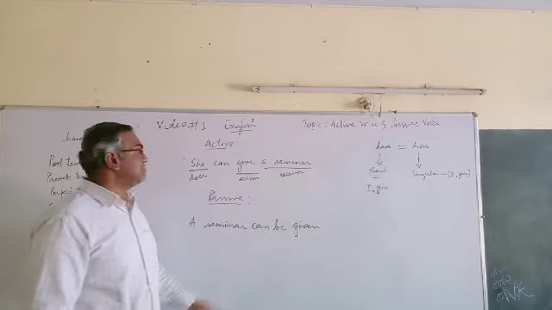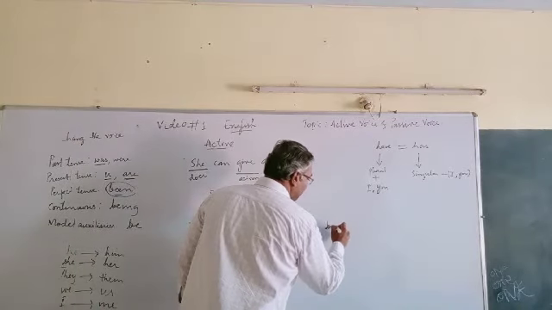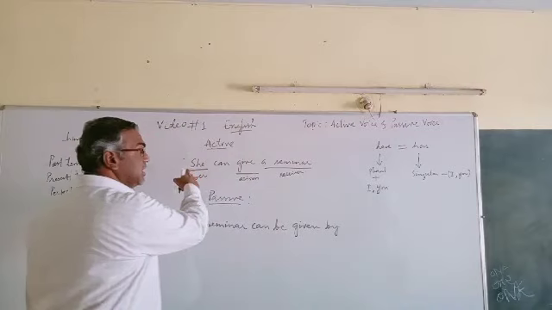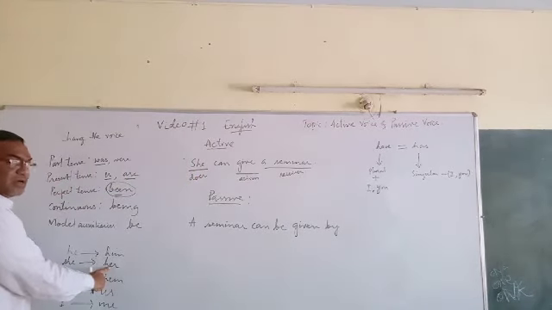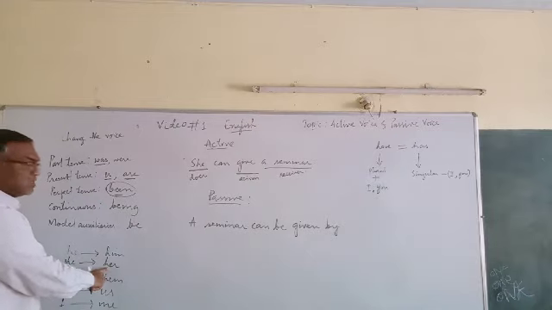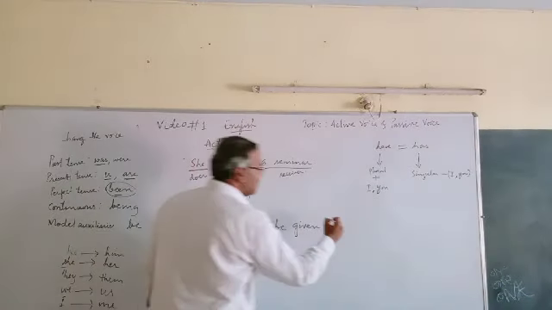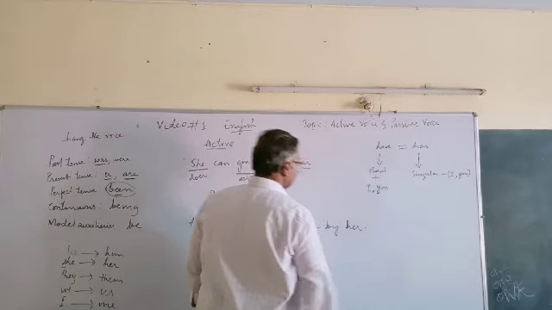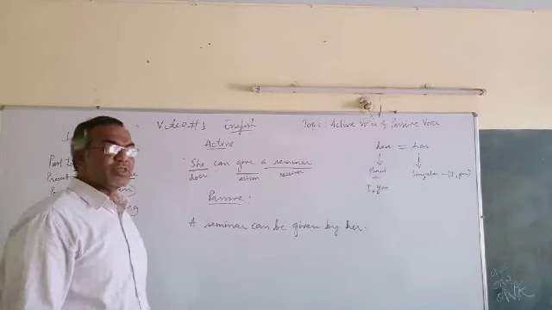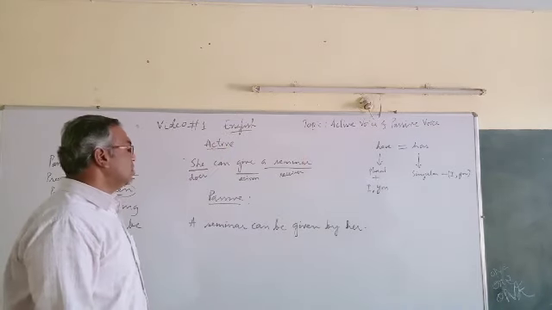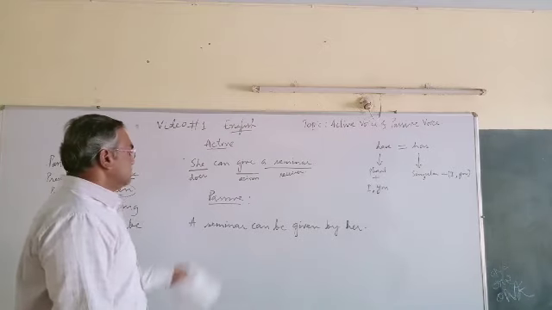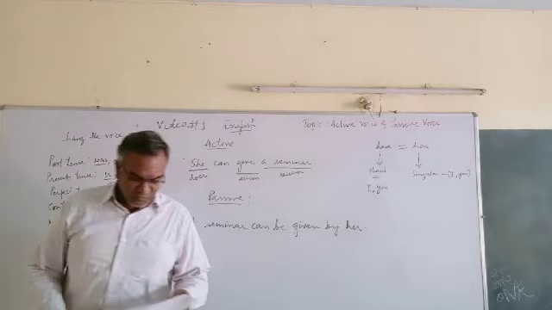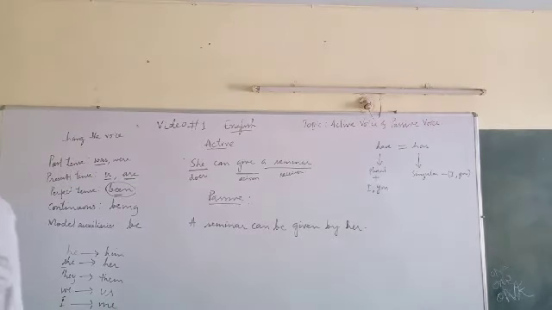A seminar can be given, then the conjunction by, and then she. Here a pronoun is coming. She will change to her. A seminar can be given by her. This is the passive voice. This sentence also came in an exam. This is passive. Let's move on to one more sentence.